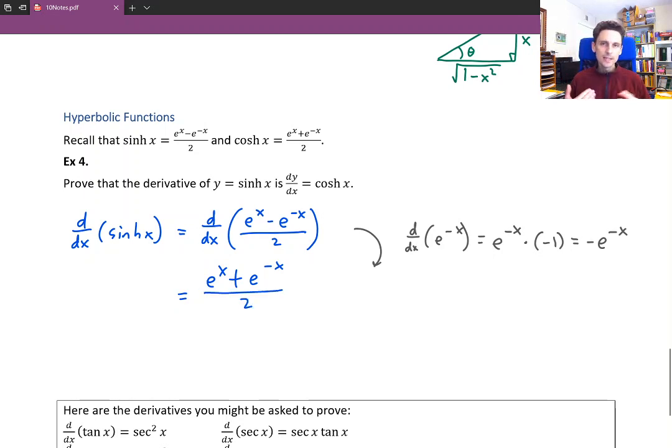The over 2 is like a 1/2 coefficient that could be pulled out of the derivative altogether, so it's going to hang around. But if you look at e to the x plus e to the negative x over 2, well, that's exactly what cosh is. That's the definition of cosh. So this is cosh.